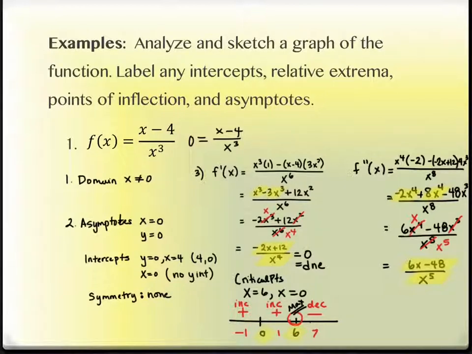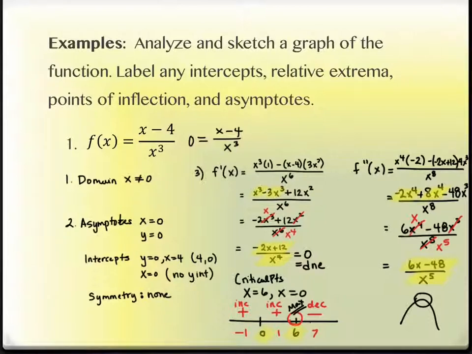If you plugged in, we know that 6 is a max now. We've already figured that out with a different test, but just so you can see it working. If I plug in the number 6, what happens? What is 6 times 6 minus 48 divided by 6 to the 5th? Is it positive or is it negative? It's negative. And a second derivative that's negative means a graph is concave down. And if a graph is concave down, that's fun. How about that one? Then it means that I have a maximum there. So that's how the second derivative test could be used.